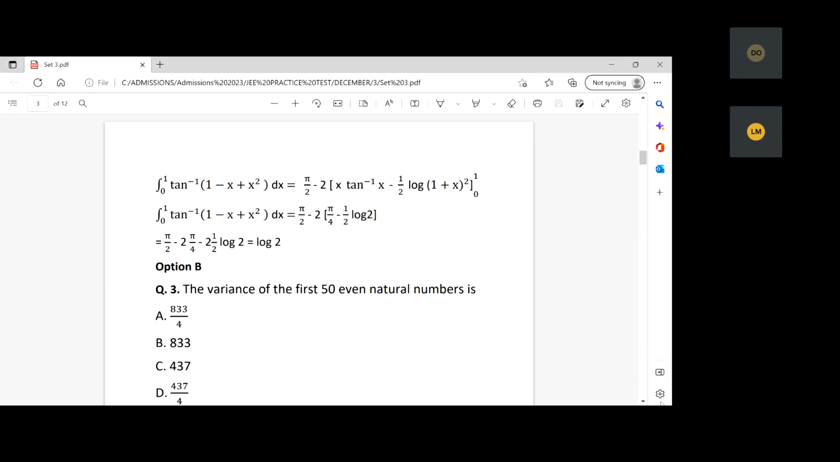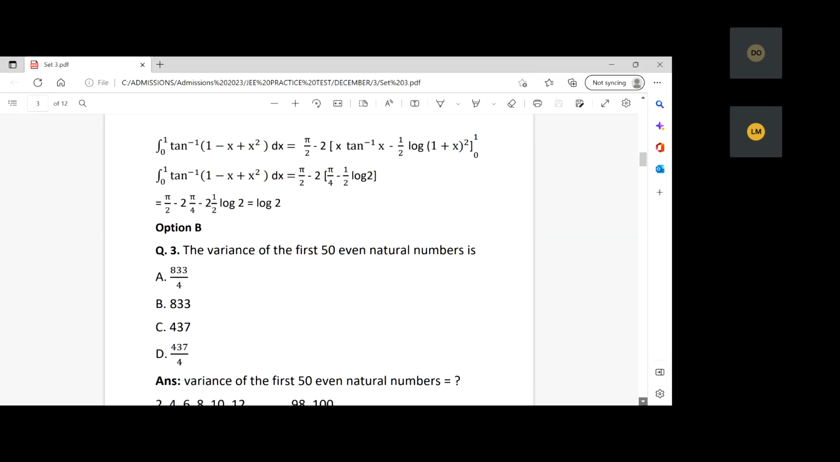So yes, I hope everybody knows the answer here and this is also a common question. 833 by 4, 833, 437, 437 by 4. The variance of first 50 even natural numbers. I'm so sorry. Yes, I think some students have started answering it. If you have any doubts, you can just raise your hands or maybe you can type in the chat box.